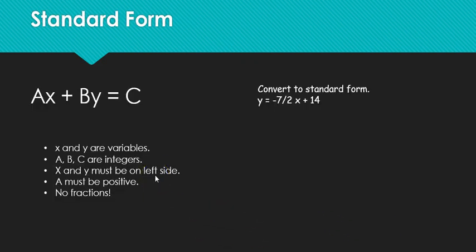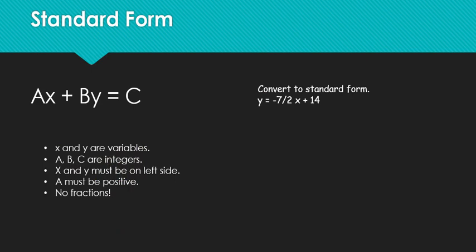There is another form. It's called standard form. We've already talked about it a little bit. We know that x and y are variables. We know a, b, and c are integers. We know x and y must be on the left side, a must be positive, and we don't want any fractions. Looking at the example they gave us here, it says convert to standard form.